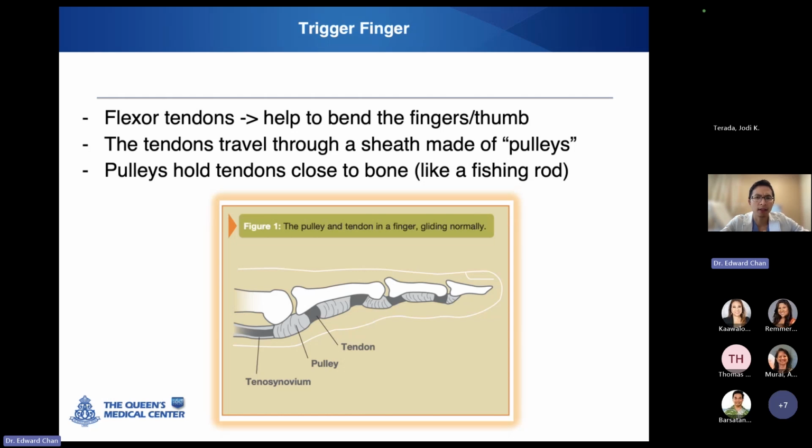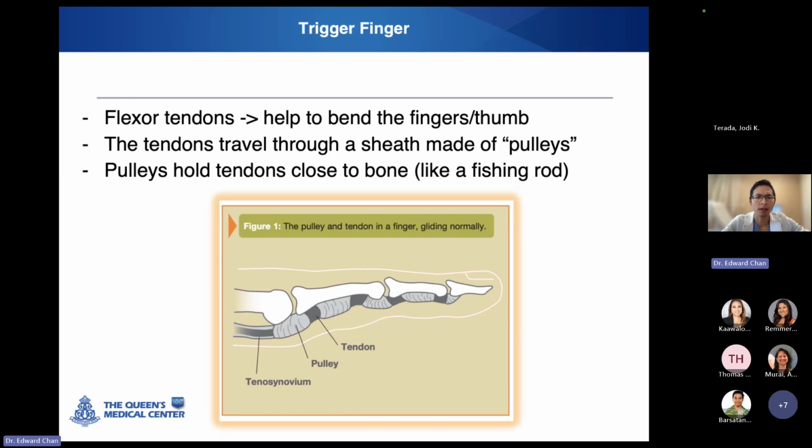And so that tendon pulls on the bones. The tendon actually attaches to the muscles in your forearm. And so when the muscles in your forearm fire, they pull on the tendons to pull on those bones, and that's what allows you to flex your fingers and your thumbs down.